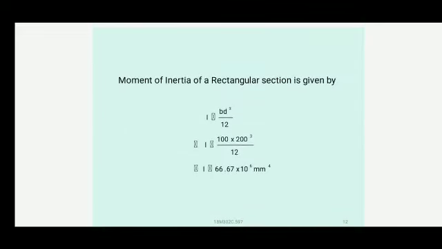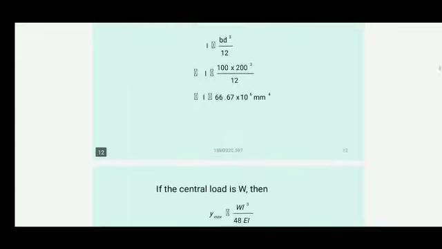Moment of inertia of a rectangular section is given by I is equal to BD cube by 12. I is equal to 100 into 200 cube by 12. Therefore, I is equal to 66.67 into 10 to the power of 6 mm to the power of 4.